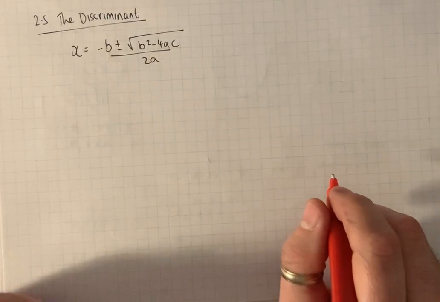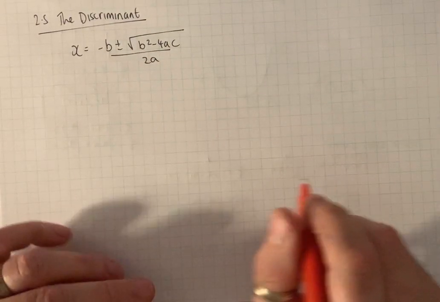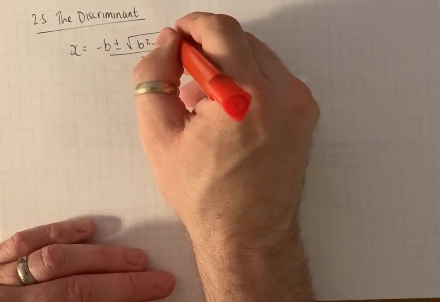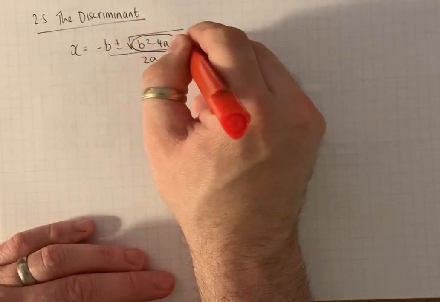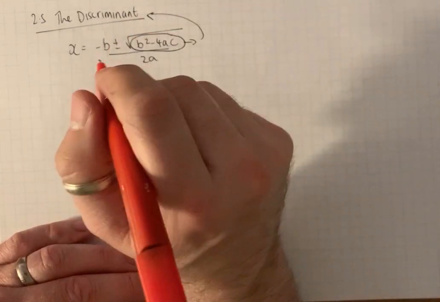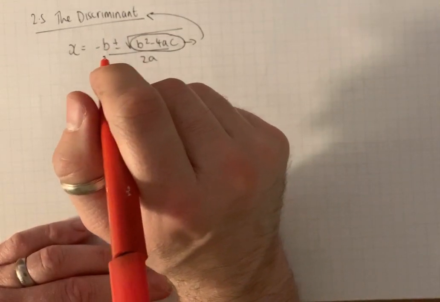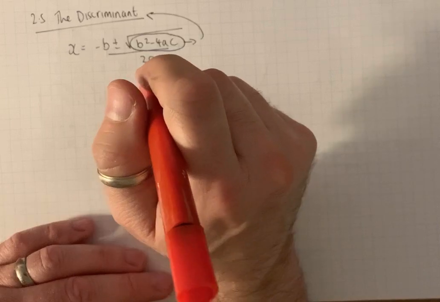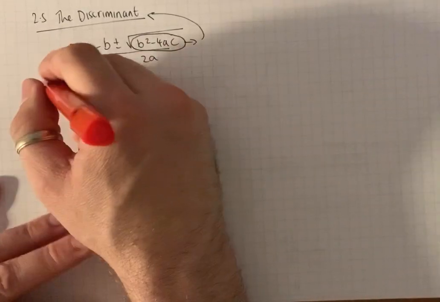On to the next part of this chapter, which is the discriminant. Now here's the quadratic formula. It is this part, the bit under the square root, which is the discriminant. That can tell us a lot of things about the graph and about the function. So we've got three possibilities.